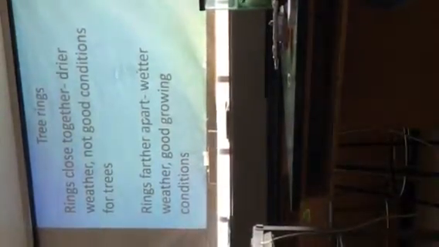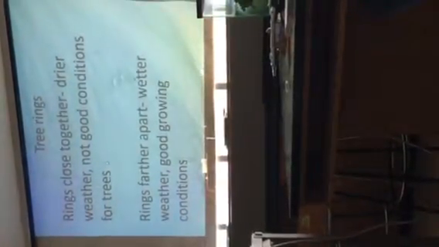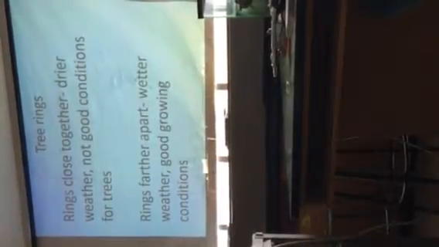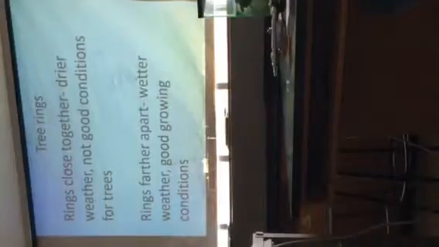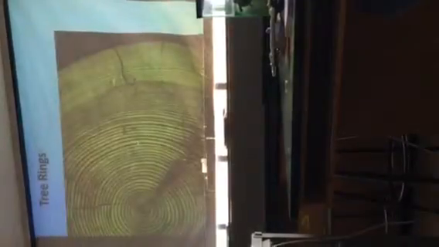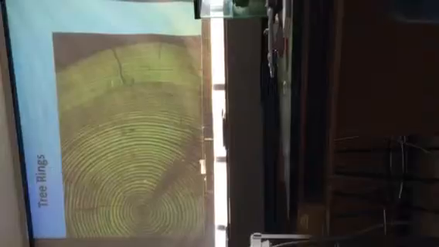So tree rings that are close together tell us that it was drier weather, not great conditions for trees to grow. And tree rings that are farther apart are wetter weather. They caught lots of rain and it was good growing conditions. So I'm going to go back and show you again this picture. So this ring right here, they're farther apart.